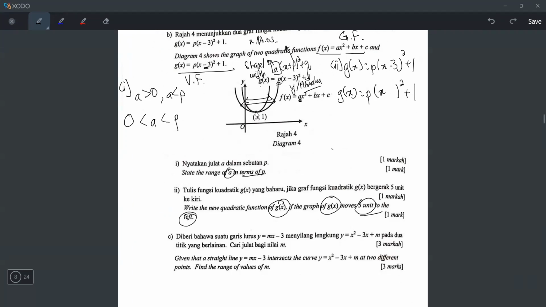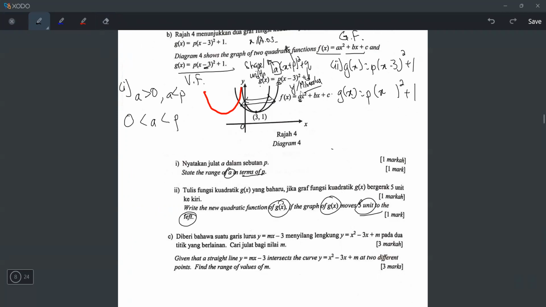So let me ask you one thing. If I shift the curve 5 units to the left, it means it will be something like this, because it moved to the left already, right? So will the shape or the width change? It won't change, because the shape is still the same. The width is still the same. That is why the p never changes.